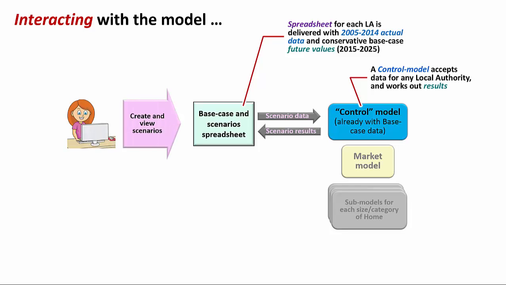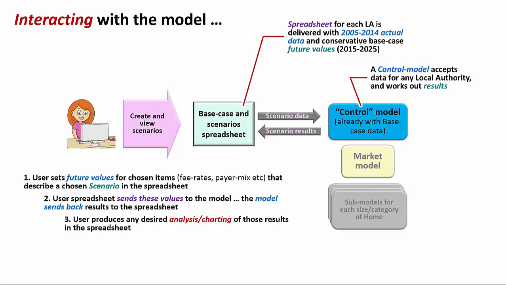So you as the user over here on the left hand side can create a range of scenarios, tell the spreadsheet to go do its thing. The spreadsheet runs the model and shows you the results of the scenario you've just created. So how do you do that? Well, you set future values for chosen items. So you alter the base case values, for example, for fee rates or the mix of who's paying for care, that describe a chosen scenario in the spreadsheet. You then tell the spreadsheet to send the values to the model, which runs and sends the results back to the spreadsheet, and then you can produce any desired analysis or charting you want of those results in the spreadsheet.